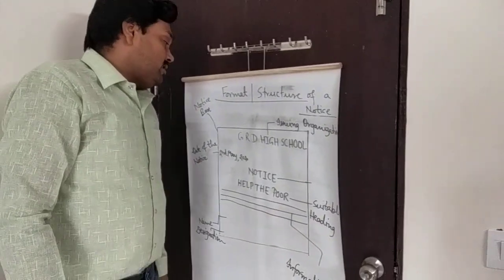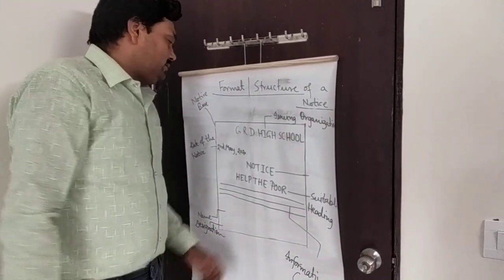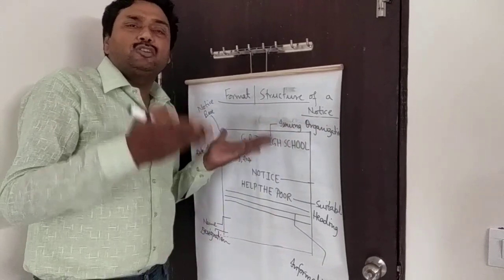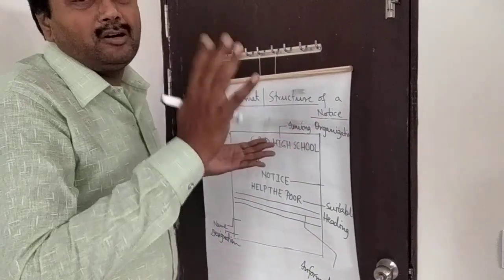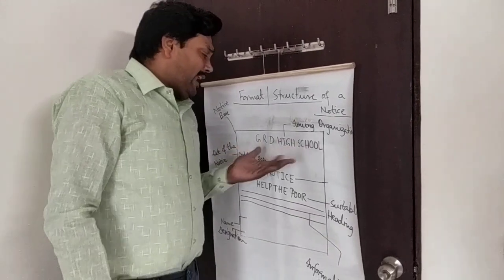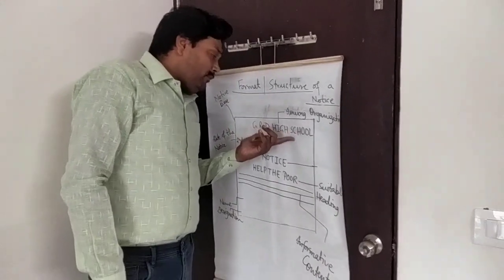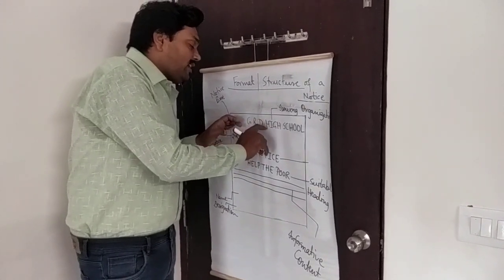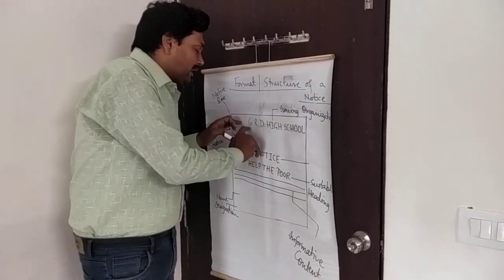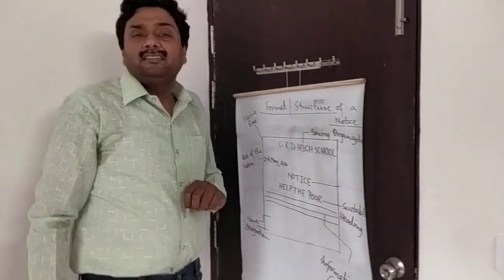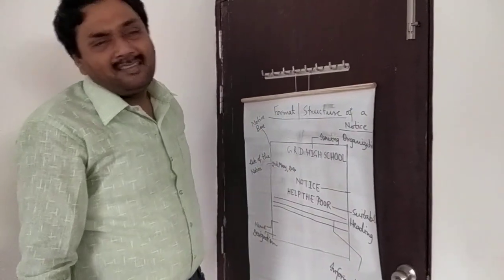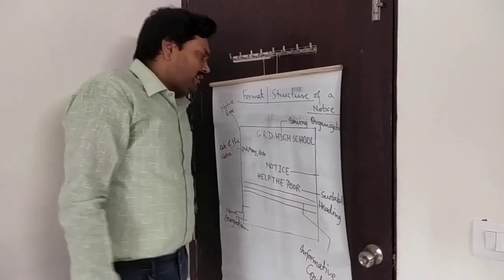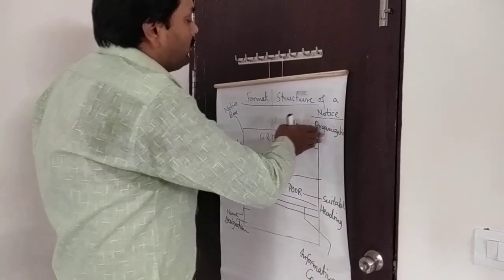After this, first of all, you will have to write the name of the issuing organization, school, college, authority, NGO, etc., whatever. And I told you that it can be in bold letters, or you can write it in capitals and then underline. It can be done in any way. I've applied the first one. This is very popular today. This is the name of the issuing organization.